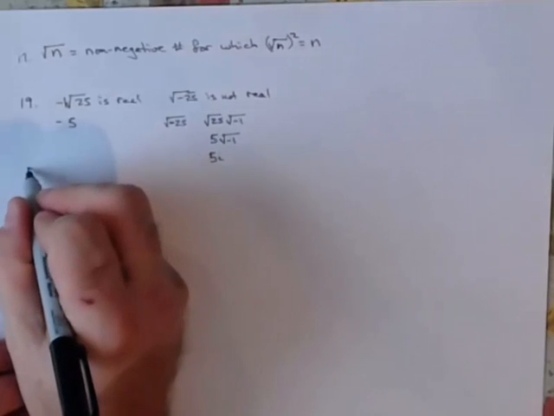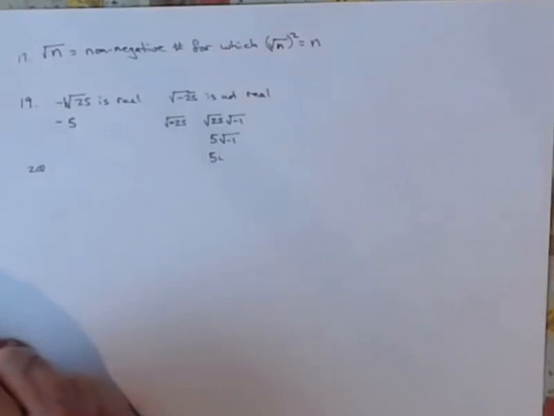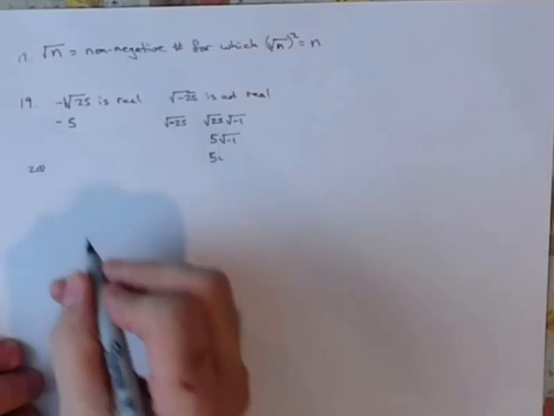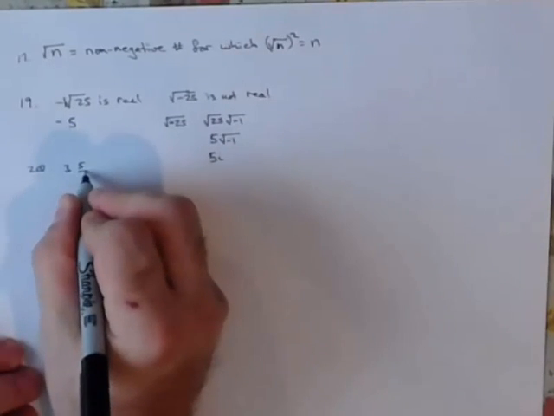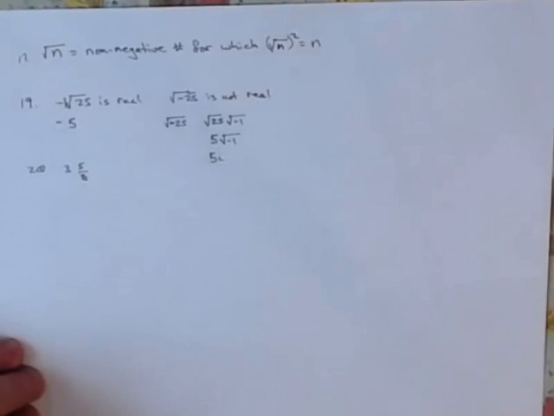Number 20 says, show that 3 and 5/8 is a rational number. Well, remember that a rational number is a number that can be described as a ratio between two integers.